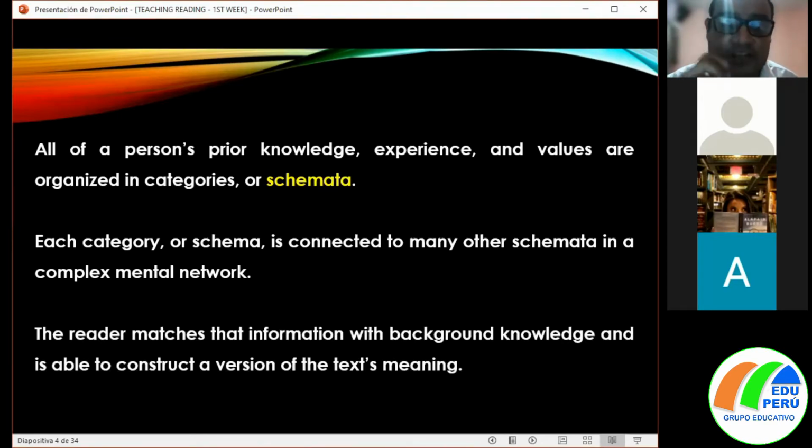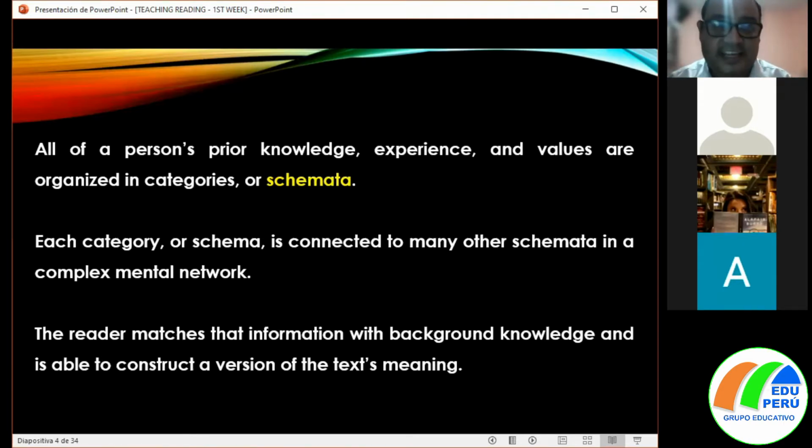So the reader matches that information with background knowledge and is able to construct a version of the text's meaning. That's why some people say that when you read something, you can understand it in a different way from another person who read the same text, because you have different points of view, different schemata, different experiences, different values.